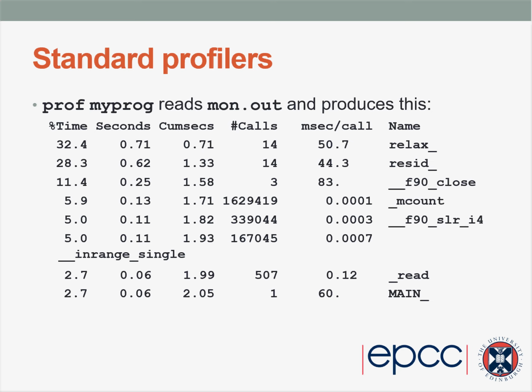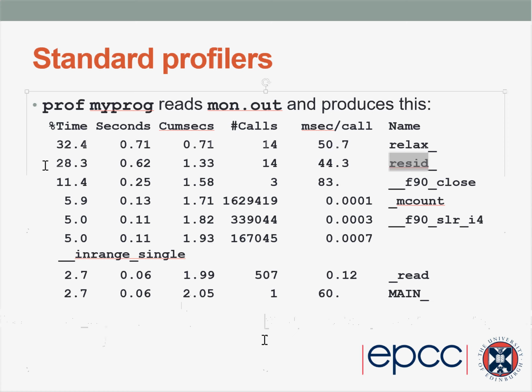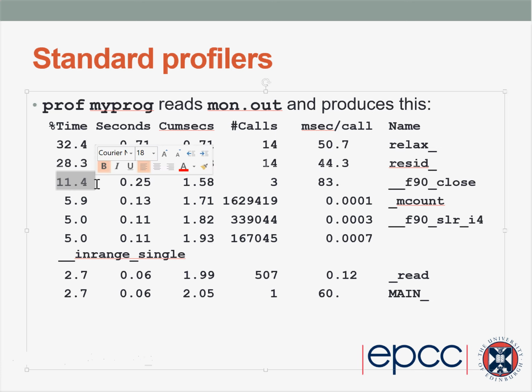So I can see here that I've only got a small number of functions. There's one called relax, which accounted for about 32-33% of the total runtime of my program, and one called resid, which accounted for something around 28% of the runtime, something called _F90_close, which took about 11% of my runtime, and then some other things going on down here.